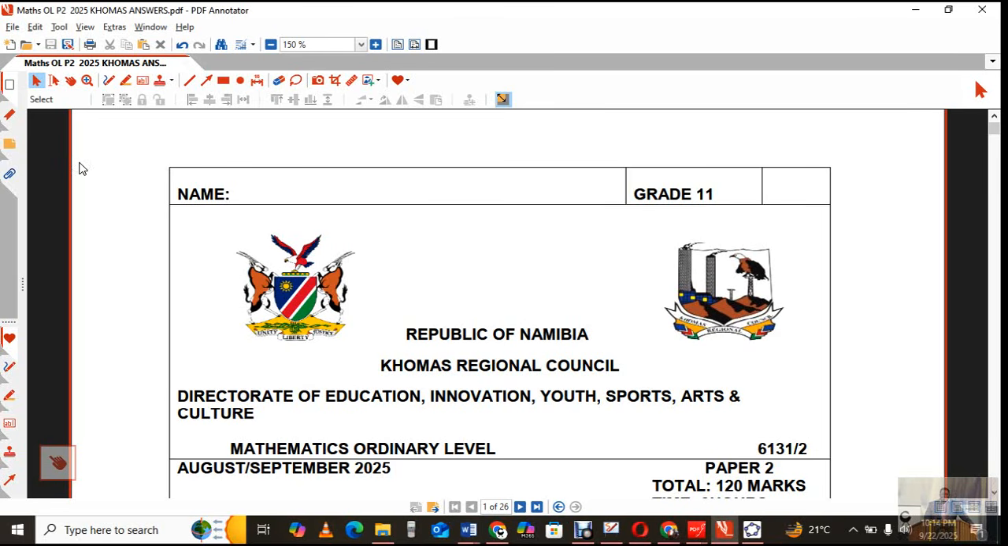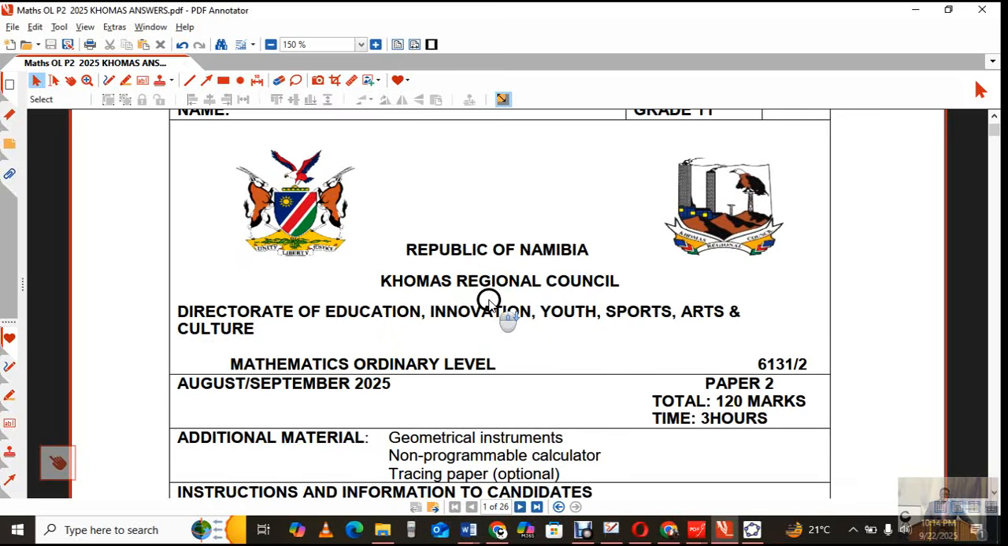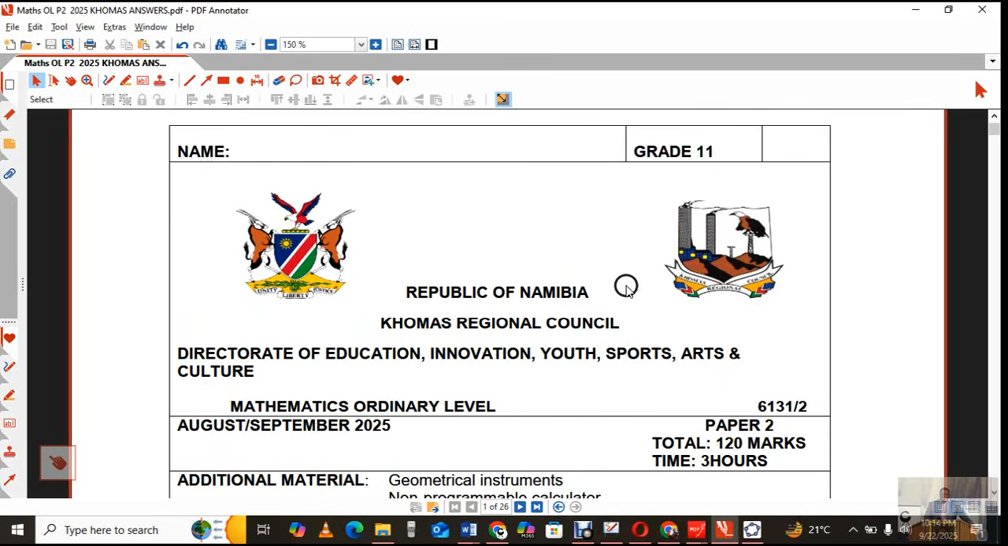It's been a while. So I'm doing paper 2 of the grade 11 Khomas mock exam. It was written in August of 2025. So this is the 3 hour long paper, 120 marks. And I hope as I'm doing this, it's also going to assist you with your preparation for the upcoming exams.